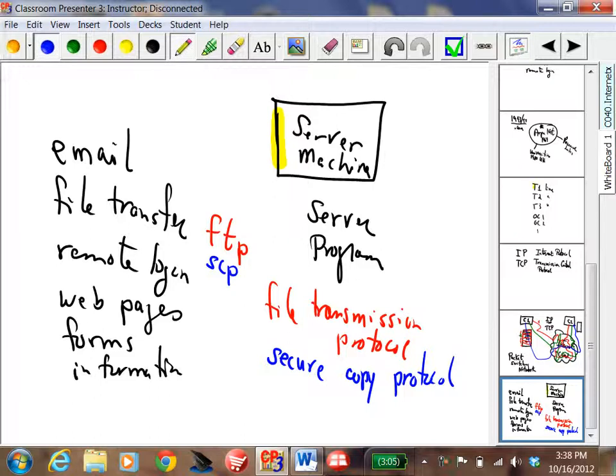Remote logon, that was called the Telnet protocol. It's also being replaced by more secure ones. Web pages are, of course, the HTTP protocol. So there are all these protocols. There's actually hundreds of internet protocols.